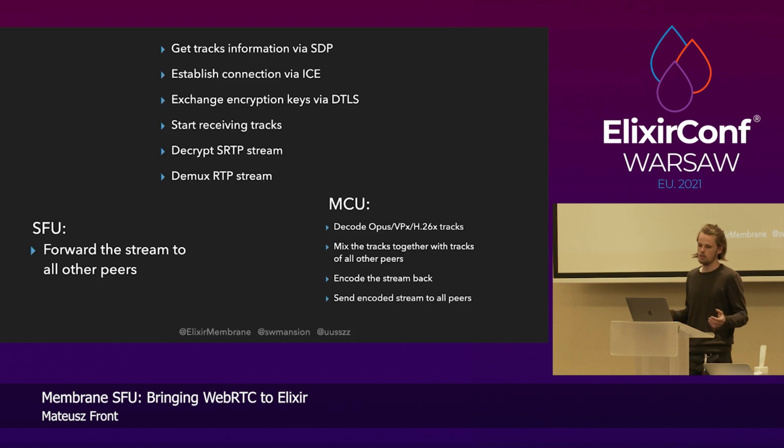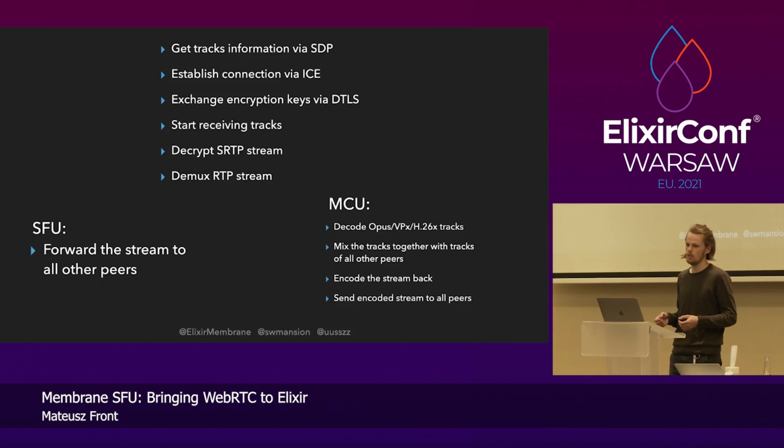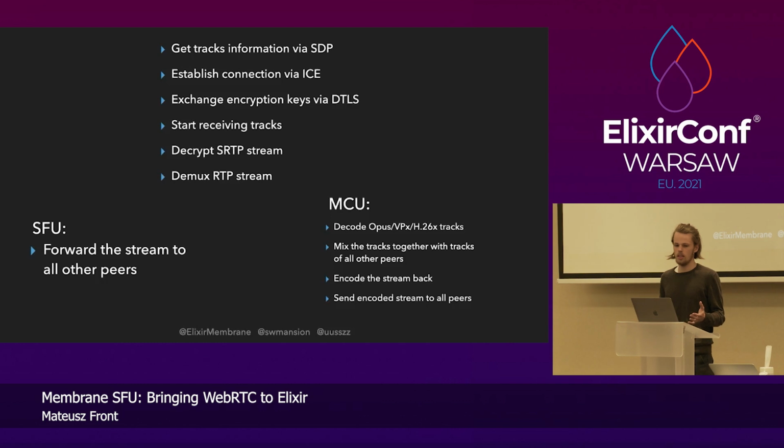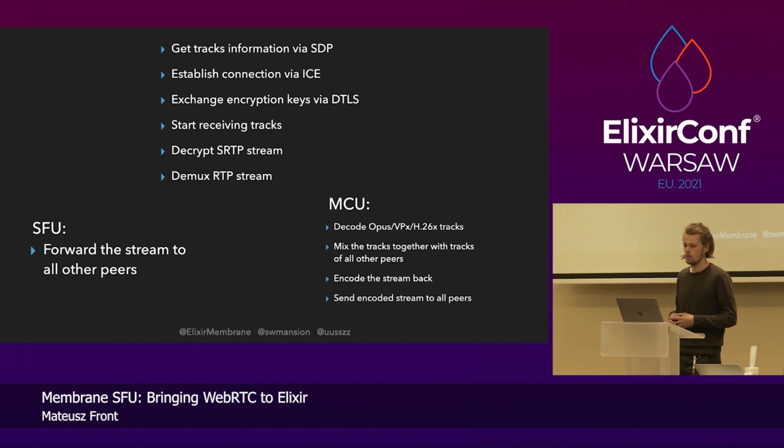So it has to exchange the track information via SDP, establish connection via ICE, even though it doesn't really make sense because it's a server. We don't have a NAT to overcome, usually at least. And it has to exchange encryption keys via DTLS. Those keys are required to encrypt the stream via SRTP.